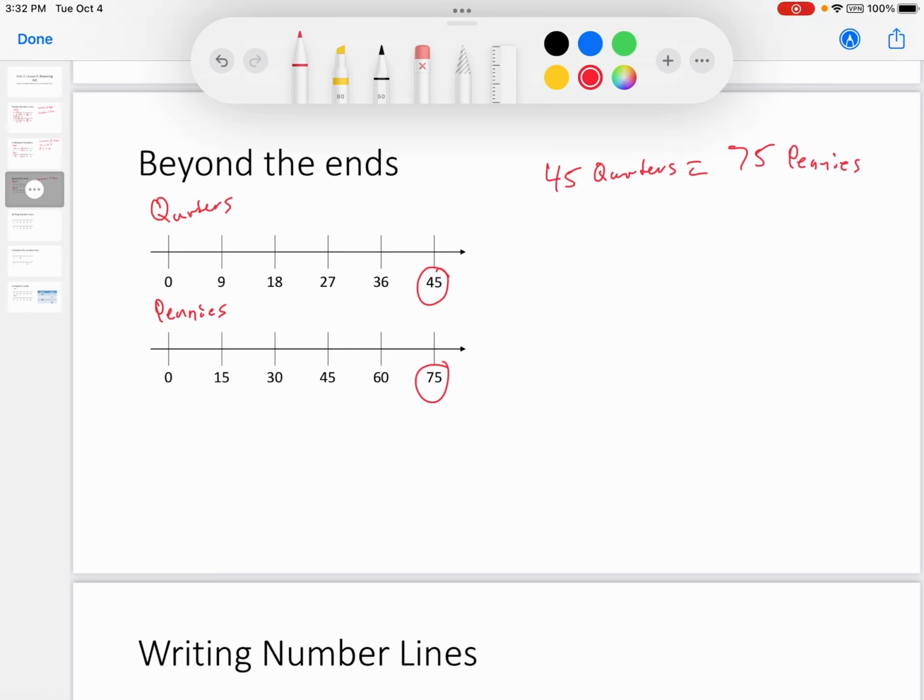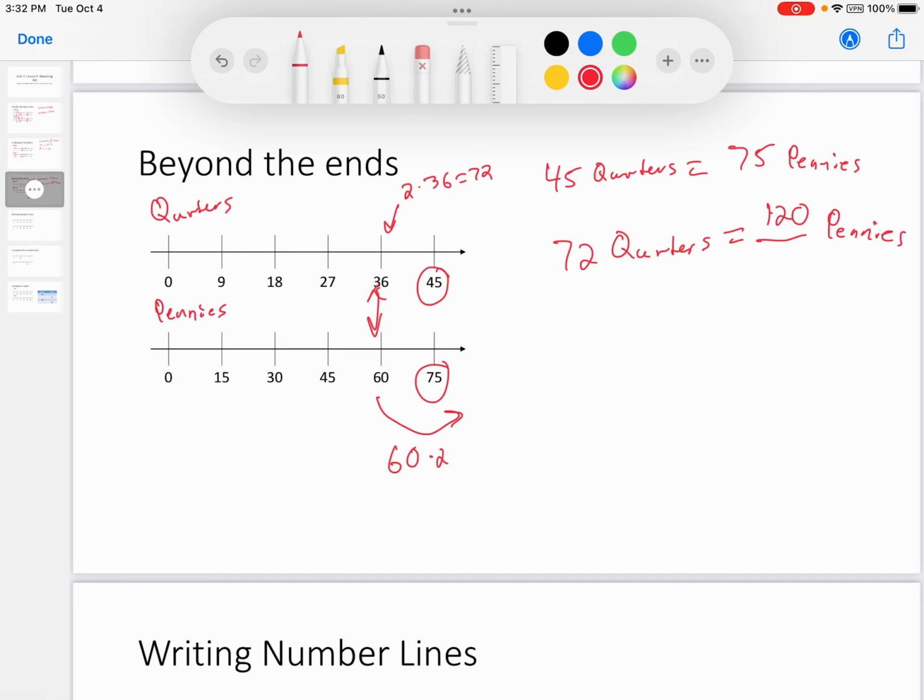But let's say they asked you, if you had 72 quarters, how many pennies would that be? Now notice 72 is not on this list. It goes beyond the end. But did you know that 2 times 36 is 72? So the matchup would be 36 matches up with 60. So to find out what it would be, we'll do 60 times 2 also. And 60 times 2 is 120. And that's how you go beyond.